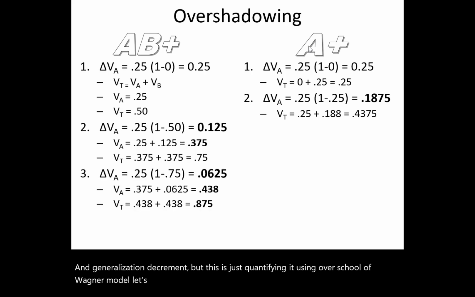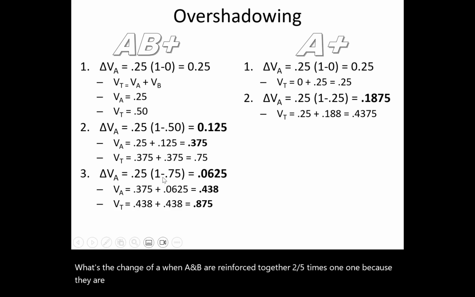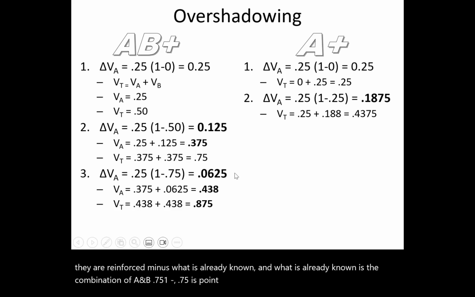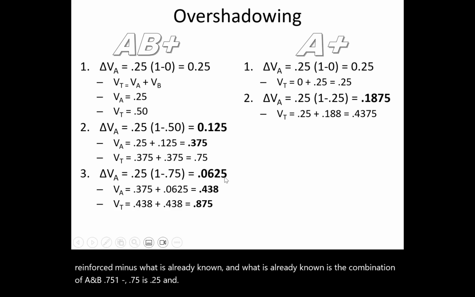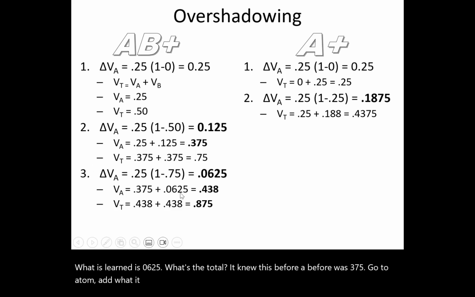Let's do the third trial. What's the change of A when A and B are reinforced together? It's 0.25 times 1 because they got reinforced, minus what is already known. And what is already known is the combination of A and B, 0.75. 1 minus 0.75 is 0.25, and what is learned is 0.0625. What's the total? Well, it knew this before. A before was 0.375. We're going to add them. Add what it learned on the third trial, cumulative, 0.438.